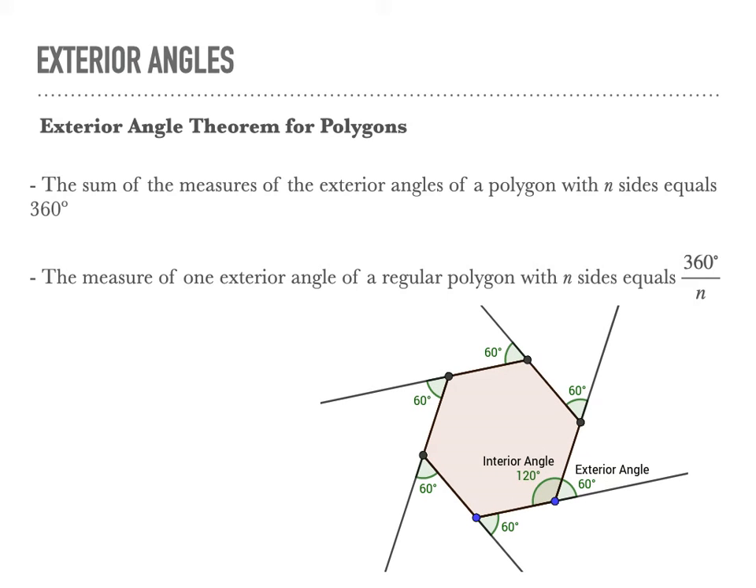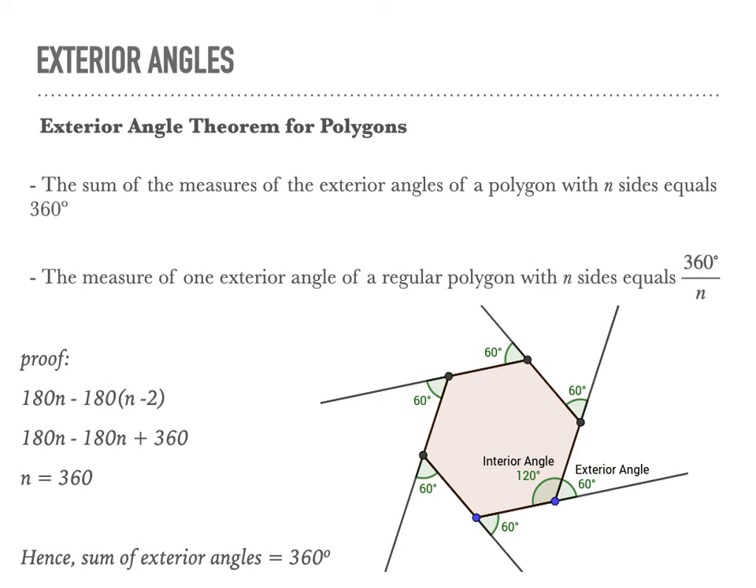Now, as you can see, the exterior angles are the 60-degree angles, and a regular polygon is basically a polygon where all the sides of the polygon are equal, therefore the exterior angles will also be equal. And soon you'll see that the interior angles will also be equal. Now let's look at the proof for why the sum equals 360 degrees.